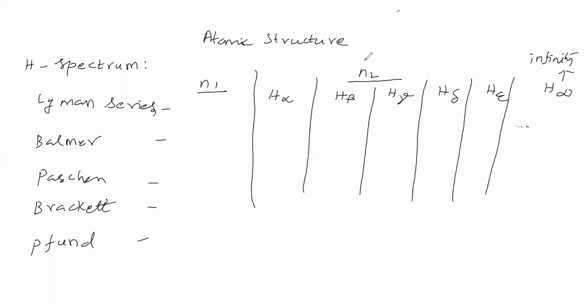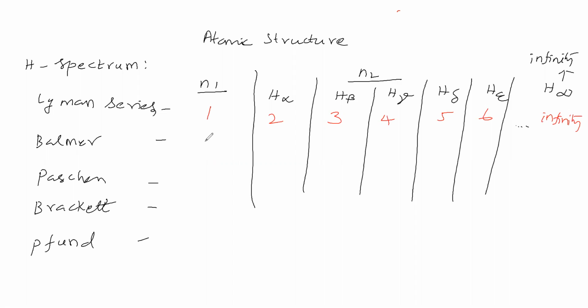Let us continue atomic structure. In the hydrogen spectrum we will see n1 and n2 values. n1 is called the lower level, n2 is called the higher level. For the Lyman series, n1 is 1. For n2: H alpha is 2, H beta 3, H gamma 4, H delta 5, H epsilon 6, and the last one is infinity.